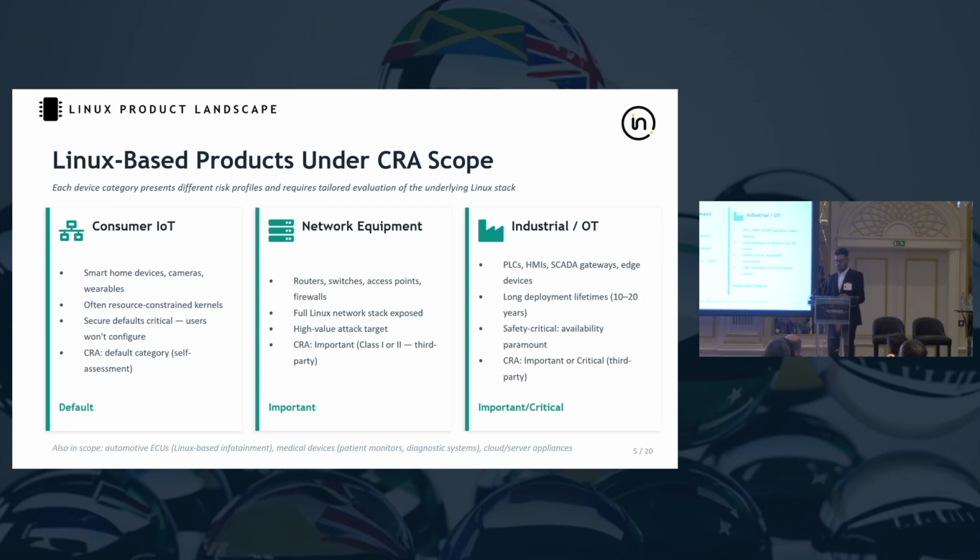The key insight from this slide is that although the underlying Linux kernel is the common thread, how you evaluate, how you harden it, it has to be tailored to each device's risk profile, constraints, and deployment lifeline. The way Sauron said, it's one ring to rule them all. One approach here does not fit all.